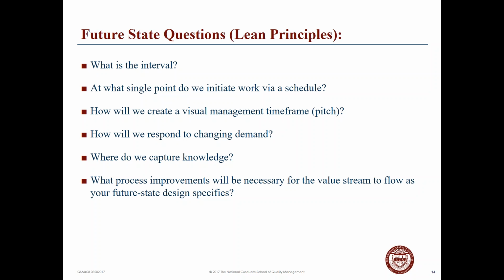Where can we capture knowledge in the process? Where's the point where we can collect data that helps us to know whether or not we need to improve? And what process improvements will be necessary for the value stream to flow as your future state? So as you're looking at that current state and that proposed future state, what are the improvements in the process you need to make to achieve that?